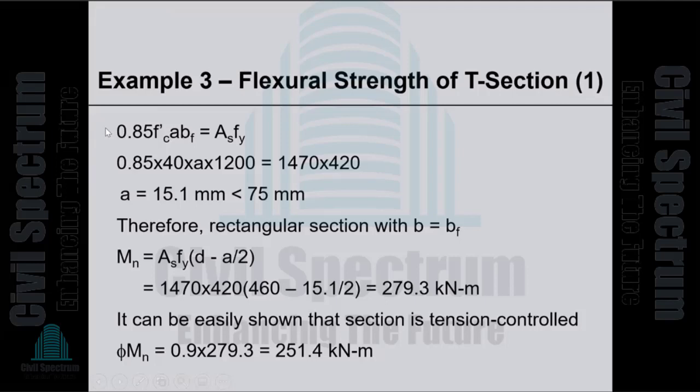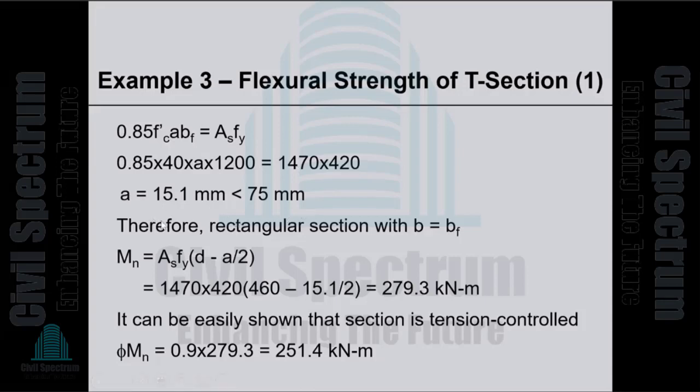So if the neutral axis depth is no more than the flange thickness, then 0.85 f sub c prime, this is the uniform compression across the stress block, times the stress block depth, times the effective flange width, is equal to the tensile steel force. Okay, so 0.85 f sub c prime is 40 MPa. Stress block depth is what we want to determine. B sub f is 1200 millimeters. We calculated that the tensile steel force is A sub s of 1470 multiplied by 420. So a comes to 15.1 millimeters.